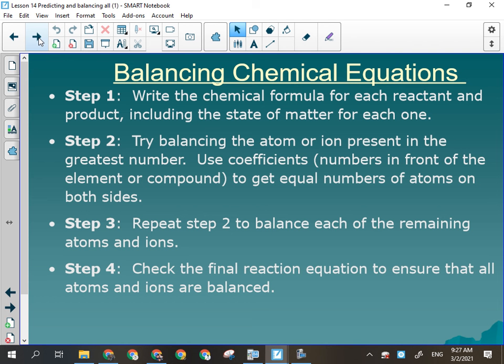And then when you're done, double check. Once in a while you'll get a situation where you think you've balanced it and you walk away from it, but one of the numbers you wrote messed up something and you need to go back and fix it. So always double check a reaction when you think you have finished balancing it.